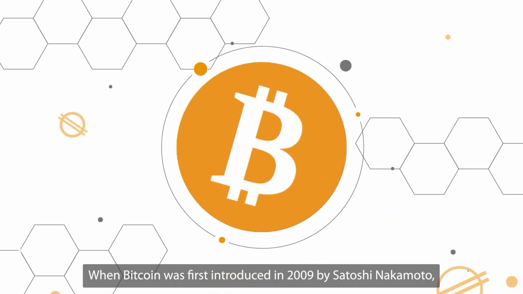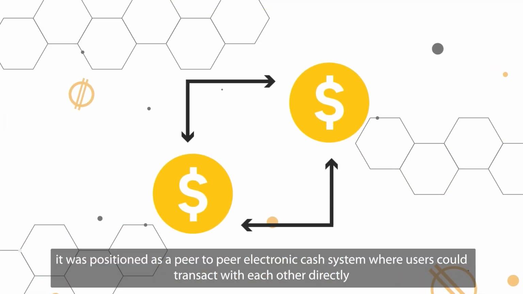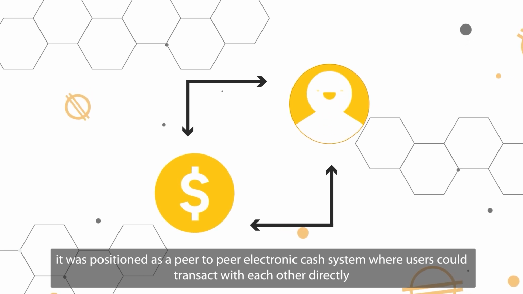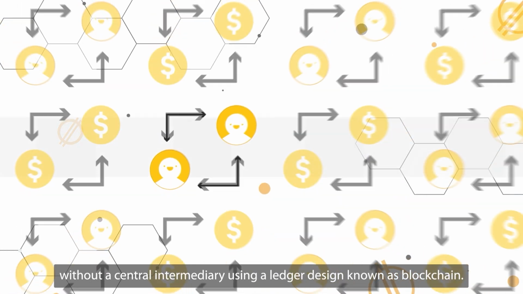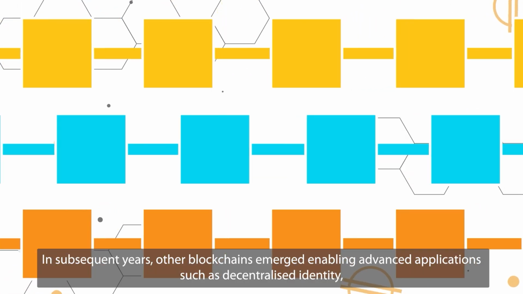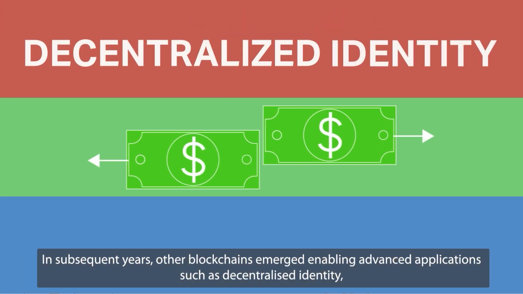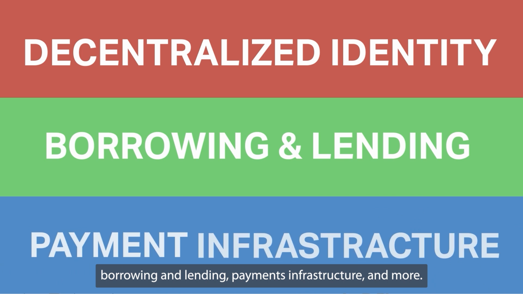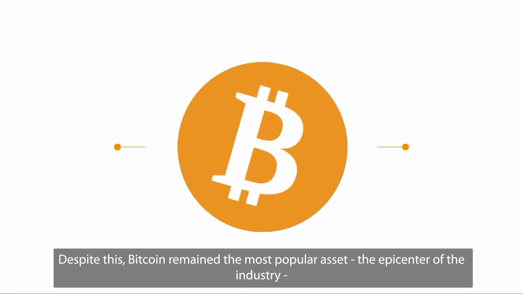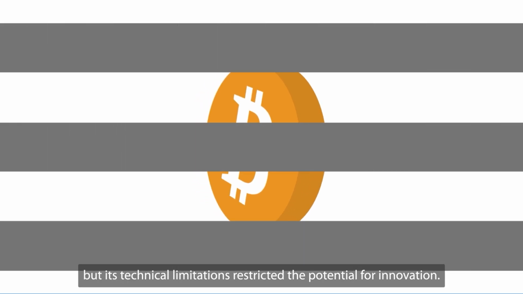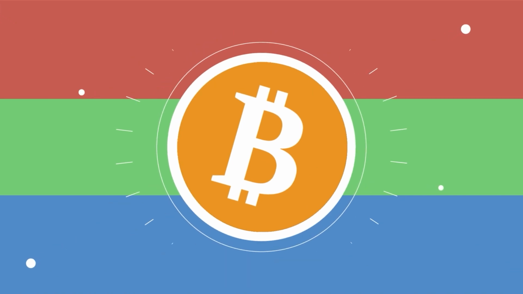When Bitcoin was first introduced in 2009 by Satoshi Nakamoto, it was positioned as a peer-to-peer electronic cash system where users could transact with each other directly without a central intermediary using a ledger design known as blockchain. In subsequent years, other blockchains emerged, enabling advanced applications such as decentralized identity, borrowing and lending, payments infrastructure, and more. Despite this, Bitcoin remained the most popular asset, the epicenter of the industry, but its technical limitations restricted the potential for innovation. That was until now.